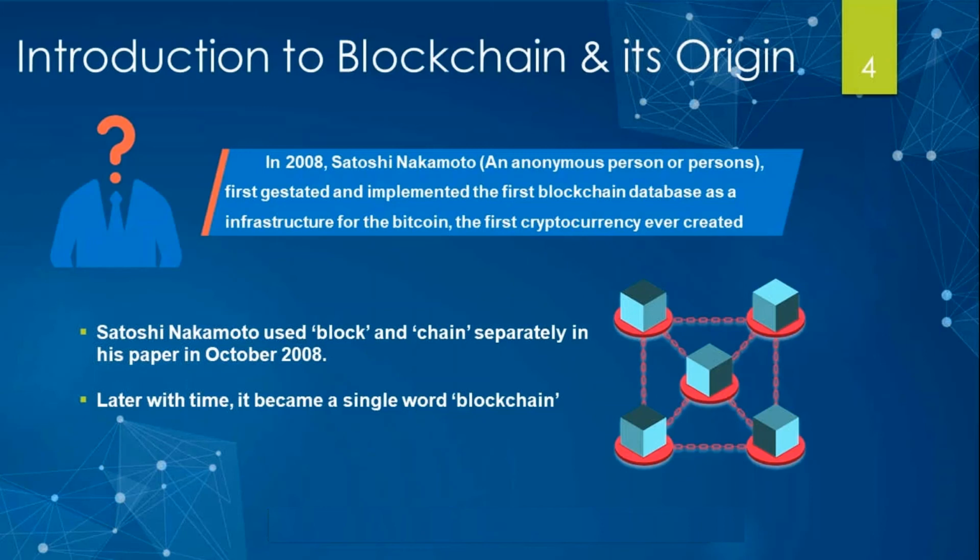They first conceived and implemented the first blockchain database in the year 2008 as an infrastructure for Bitcoin. Now, this is a new word for us, right? Probably we have heard of this word altogether. So Bitcoin was the first cryptocurrency ever created in the entire world, in the year 2008. As of today, no one knows who Satoshi Nakamoto is or are as a group of people, right? So that still remains anonymous.